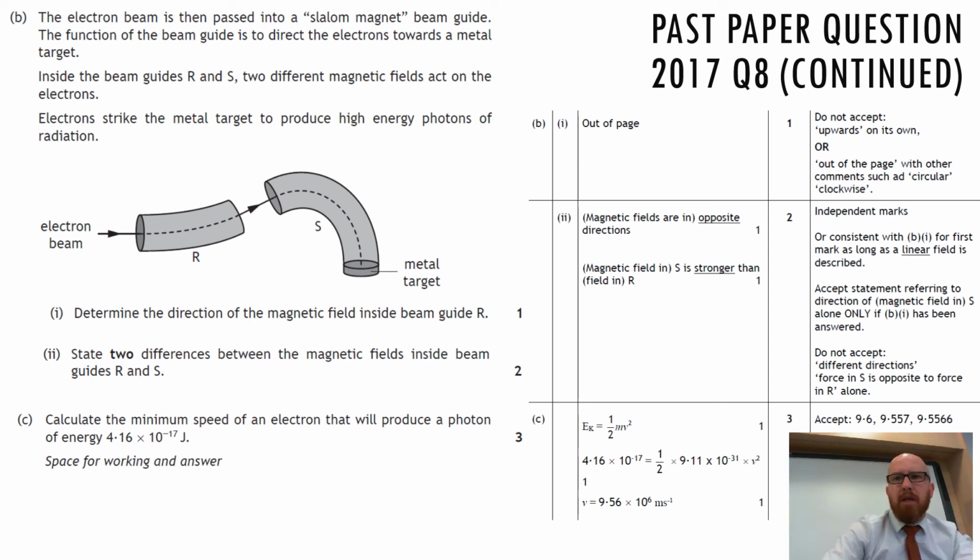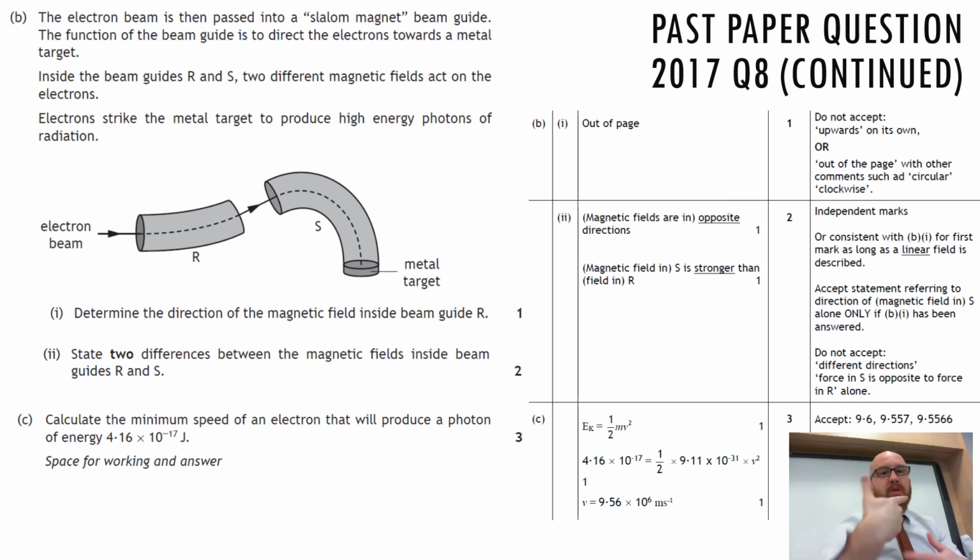So what's happening here is the electron comes in and R is deflecting the electron upwards. So your magnetic field has to be either into the page or out of the page. So if it's going to get forced upwards, then your thumb would be upwards. The electron beam would be that way. I can't actually do that in my hand. There we go. That way.